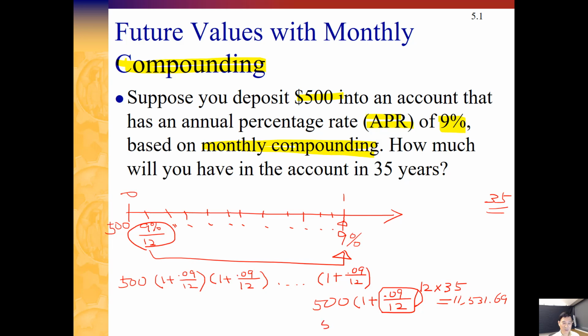If you compare this with the annual compounding at 9% for 35 years, it will be 10,206.98. And you can see the more you compound, you have a larger amount at the end of the investment horizon.